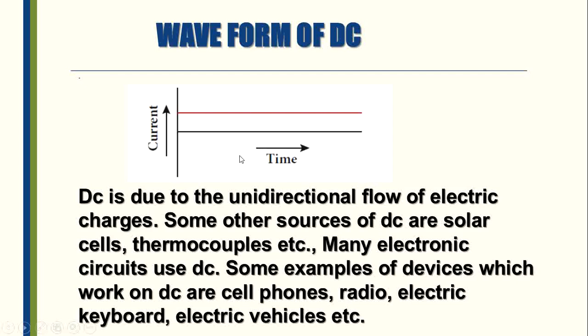So for the variation of the current and the variation of the time, the current flows in the same direction. That is, the intensity of the current may vary with time, but the direction of movement stays the same at all times. Some other sources of DC are solar cells, thermocouples, etc. Many electronic circuits use DC. Direct current is used in any electronic device with a battery for a power source. Examples of devices which work on DC are cell phones, radio, electric keyboard, electric vehicles, etc.